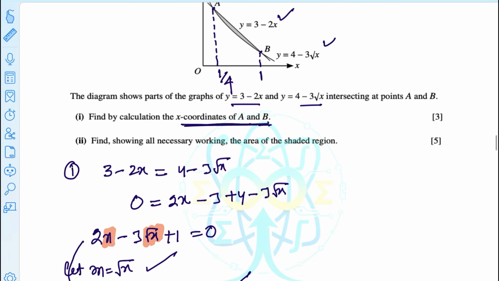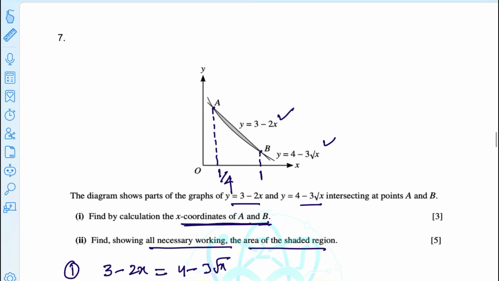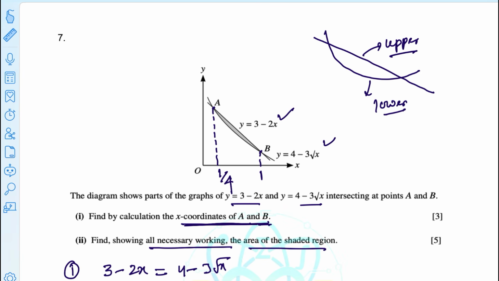Next, showing all necessary working, find the area of the shaded region. The curve is given, a straight line, and another curve is given. So this is known as area between the curves. If you remember, area between the curves means the integration of the upper curve minus the integration of the lower curve. The straight line is the upper curve and this one is the lower curve. If you subtract it, you will get the area between the curves.